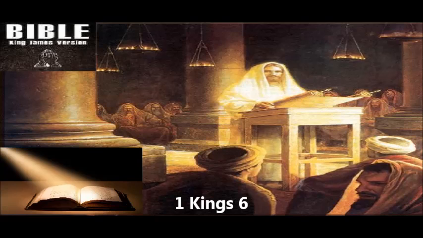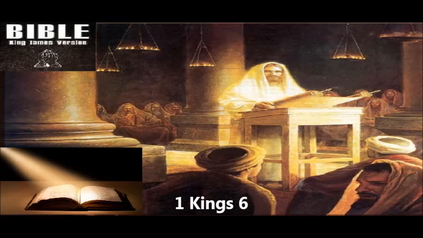And he set the cherubims within the inner house, and they stretched forth the wings of the cherubims, so that the wing of the one touched the one wall, and the wing of the other cherub touched the other wall. And their wings touched one another in the midst of the house. And he overlaid the cherubims with gold. And he carved all the walls of the house round about with carved figures of cherubims, and palm trees, and open flowers, within and without. And the floor of the house he overlaid with gold within and without.